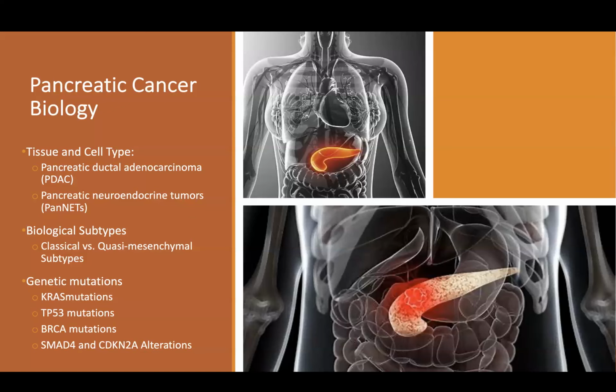KRAS mutations. Okay, so genetic alterations. Nearly all pancreatic cancers harbor mutations in the KRAS gene, which plays a crucial role in the development of PDAC. In addition to KRAS, TP53 tumor suppressor genes are frequently observed in pancreatic cancer.